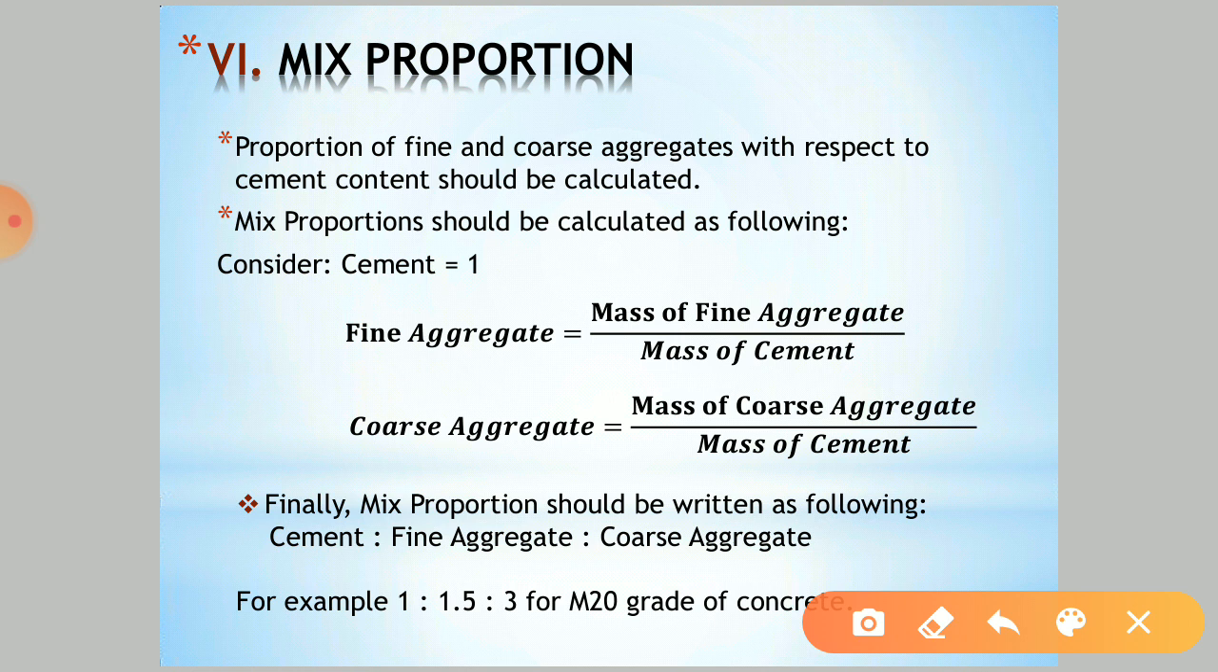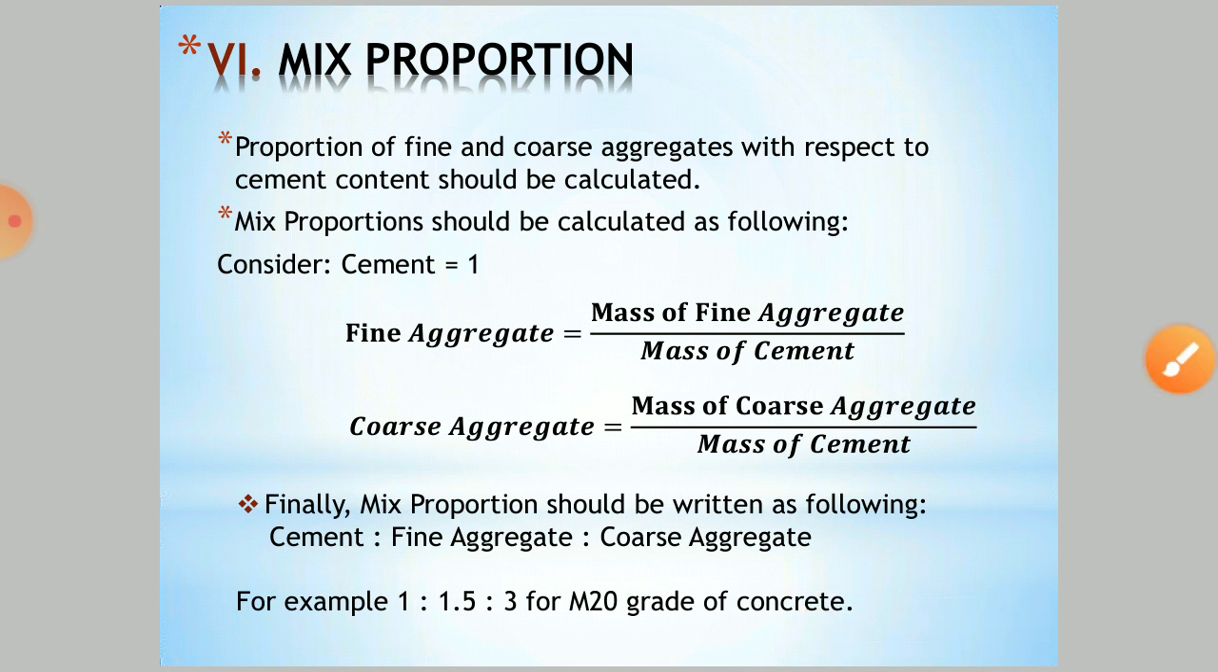First, consider cement as one part of the mix. Then fine aggregate is equal to mass of fine aggregate divided by mass of cement. You will get a certain value. Then for coarse aggregate, mass of coarse aggregate divided by mass of cement, meaning you are calculating with respect to cement content. Then the final mix proportion should be written as follows: cement, fine aggregate, coarse aggregate.